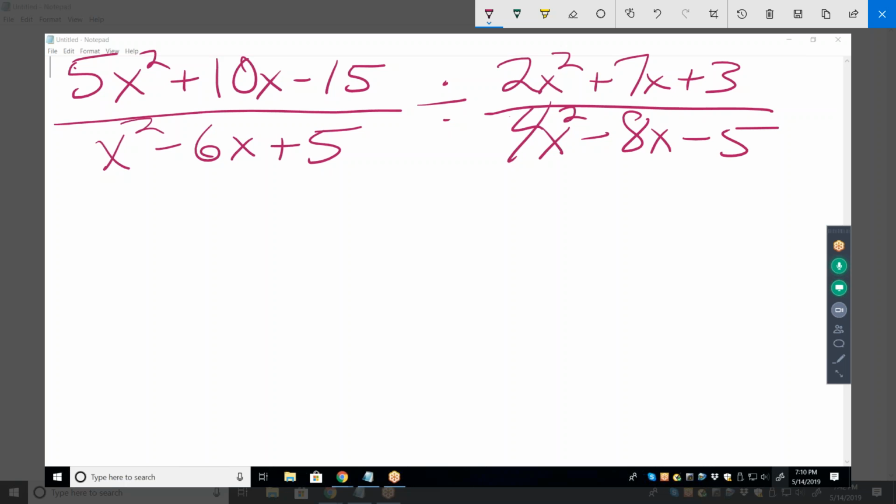Okay, so every one of these is a quadratic. That means they can all be factored. They're not going to give you a problem that can't be factored, because that's the whole point of this exercise, is factoring. Okay, so let's start with the top left.